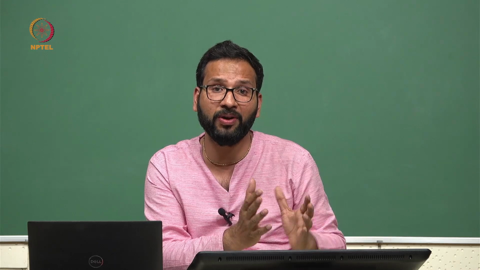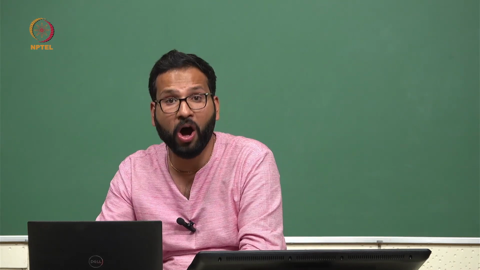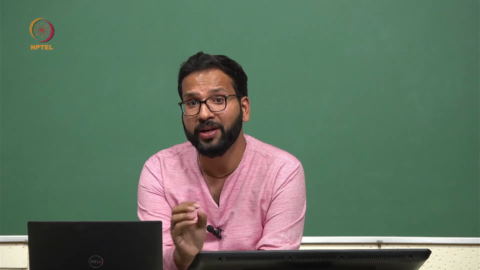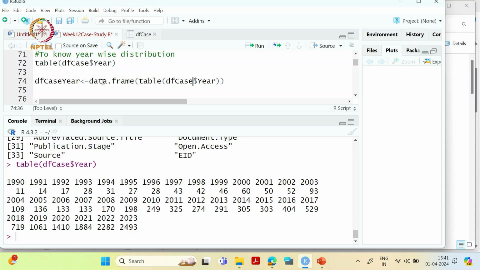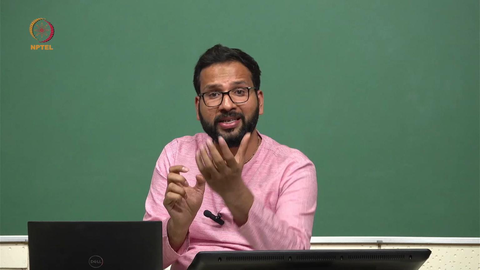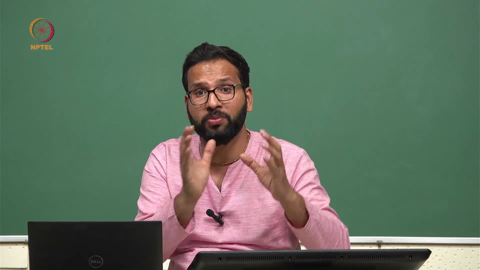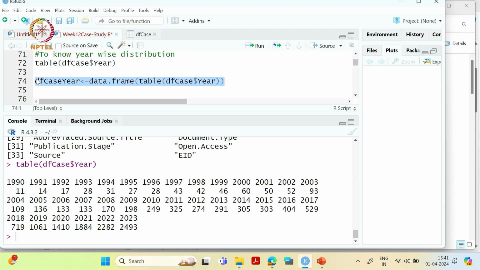Now the output of this table function we will convert into a data frame. How will we convert it into a data frame? Using the function called data.frame. This is how we will create our data frame, and we'll assign it to a new object called df case year. This df case year is only having the data related to year. Our whole data is in the object df case, but we are taking up df case year so that we won't be confused on the whole data. Now we have to do analysis on df case year.